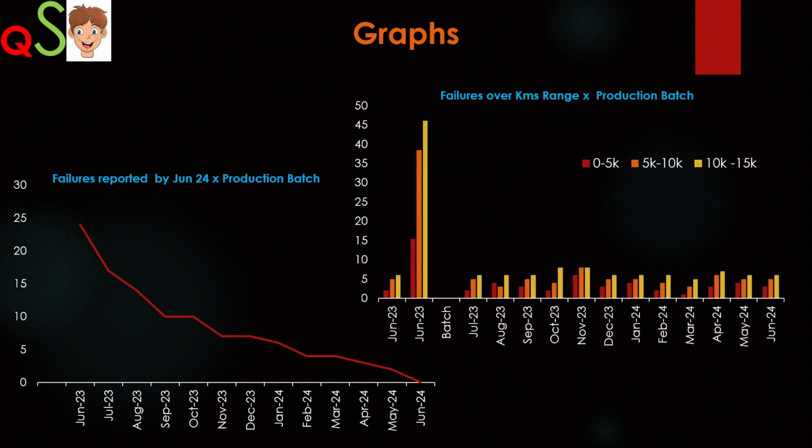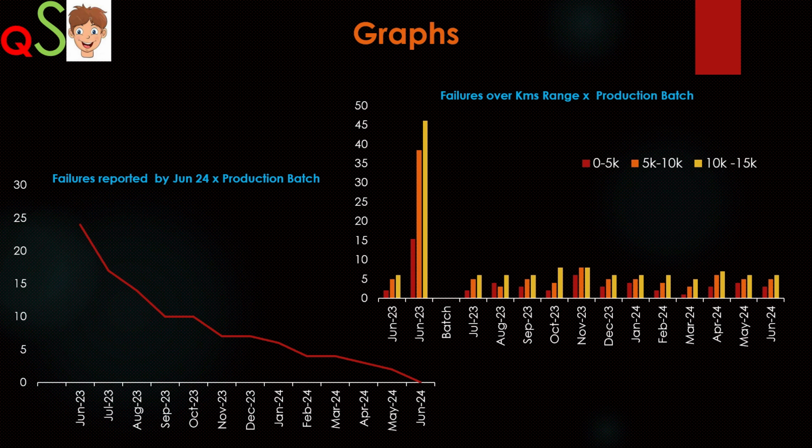To avoid this bias, we can use another type of graph which shows failures of various production batches over certain kilometer ranges, like 5,000, 10,000, 15,000 kilometers. This data is certainly comparable to draw inferences. In this example, the inference could be that the July 23 batch shows considerably higher failures than any other batch and needs attention. It's very important to note such points while using graph as a tool.